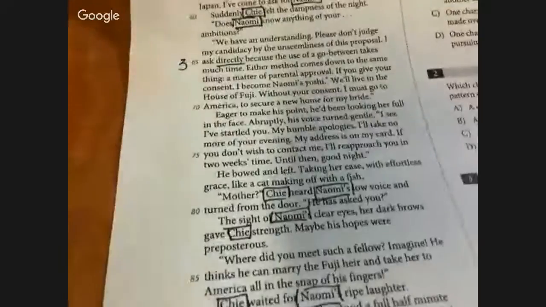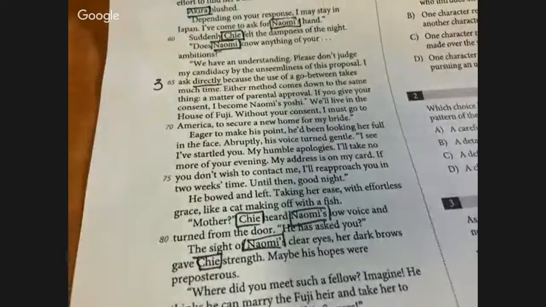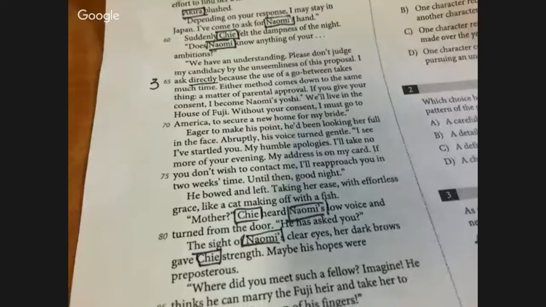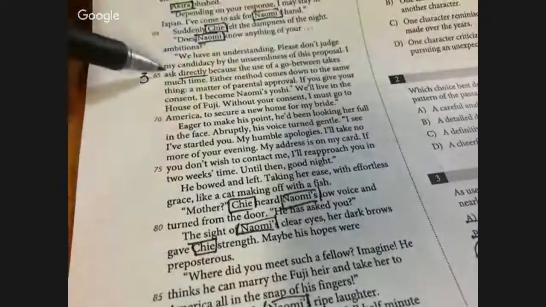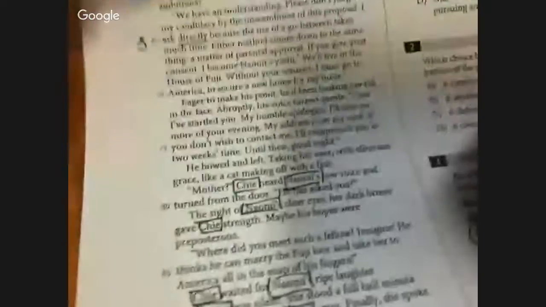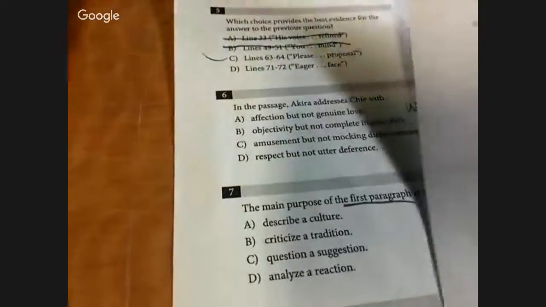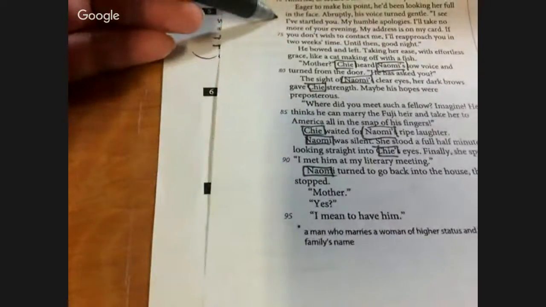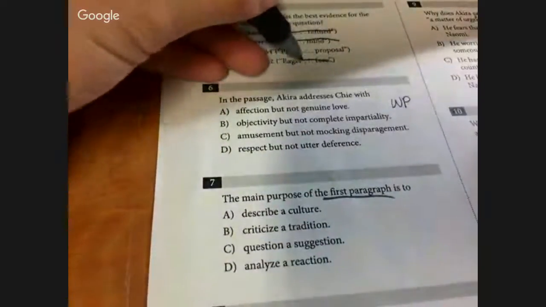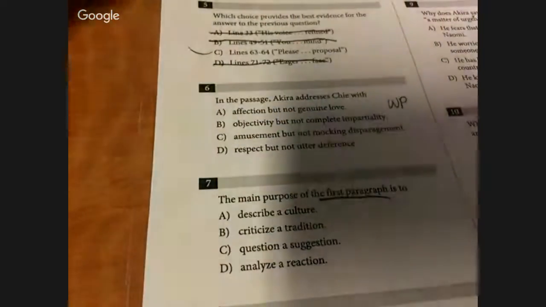Now 63 through 64. Please don't judge my candidacy by the unseemliness of this proposal. Okay, now we're getting to something. He is afraid. He's trying to ask her not to judge by how he's asking. This can be an answer. D, line 71 through 72. Eager to make his point, he'd been looking her full in the face. Okay, this doesn't say anything about what he's fearing.